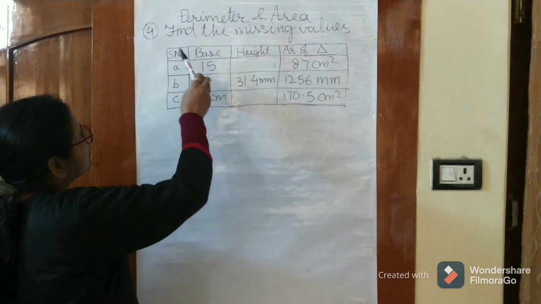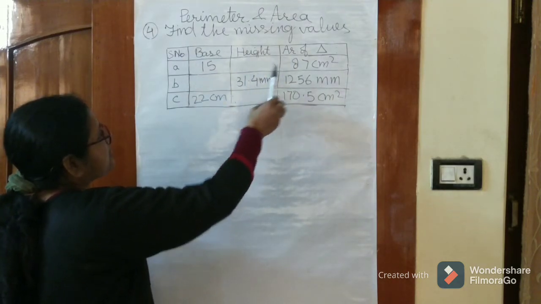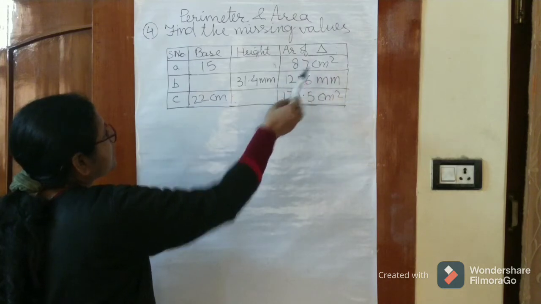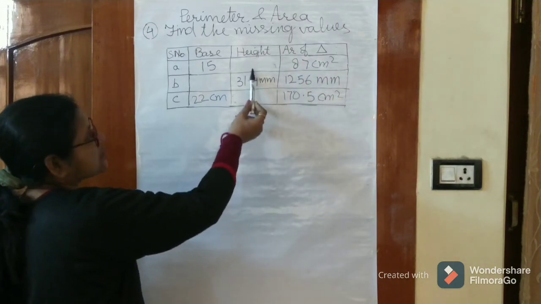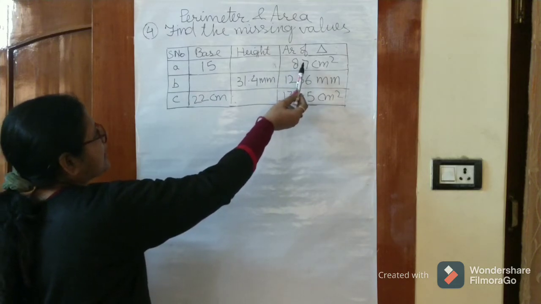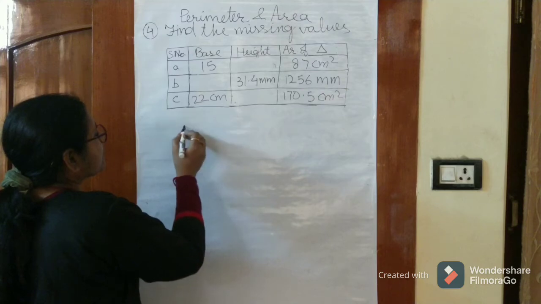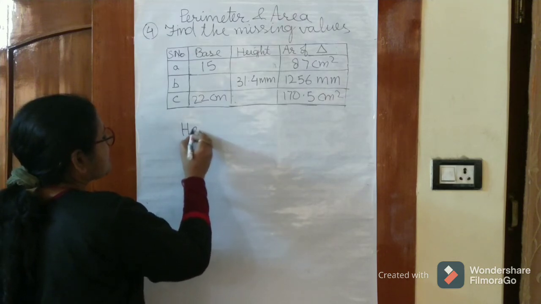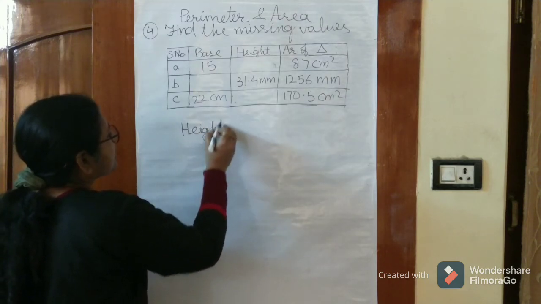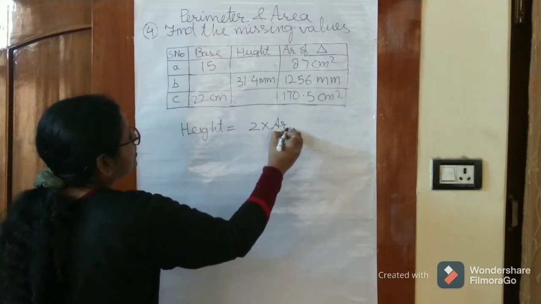Question 4. Find the missing values. In this you have to find the missing values according to the area of the triangle. Here the height is missing. So for finding the height, if the area of the triangle is given and the base is given, the formula will be, as I already gave you in the starting, height is equal to 2 into area upon base.